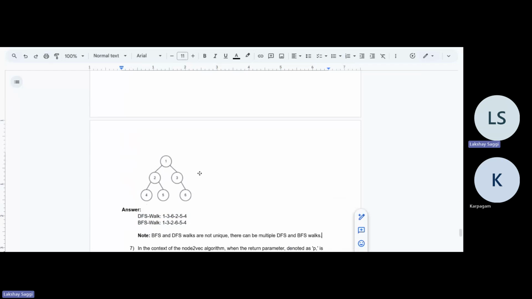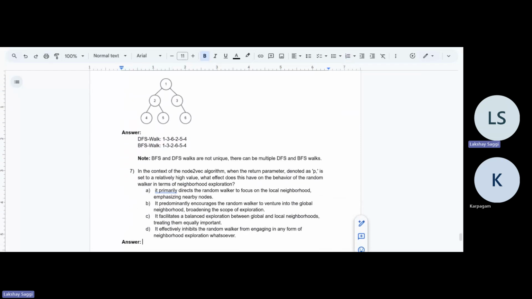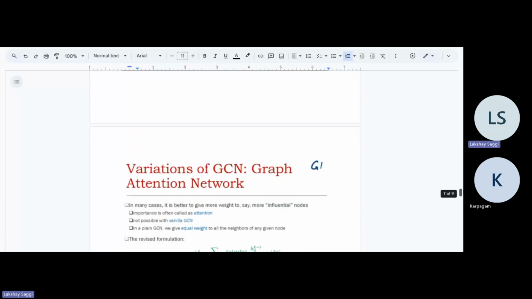Okay then. So if this makes sense, then maybe we can move on to the last question for the day. The last question is, in the context of the node2vec algorithm, when the return parameter denoted as P is set to a relatively high value, what effect does this have on the behavior of the random walker in terms of neighborhood exploration? I think we already discussed this.